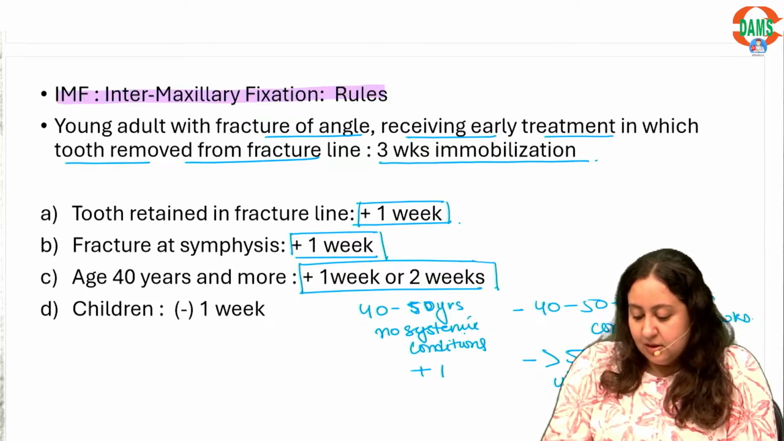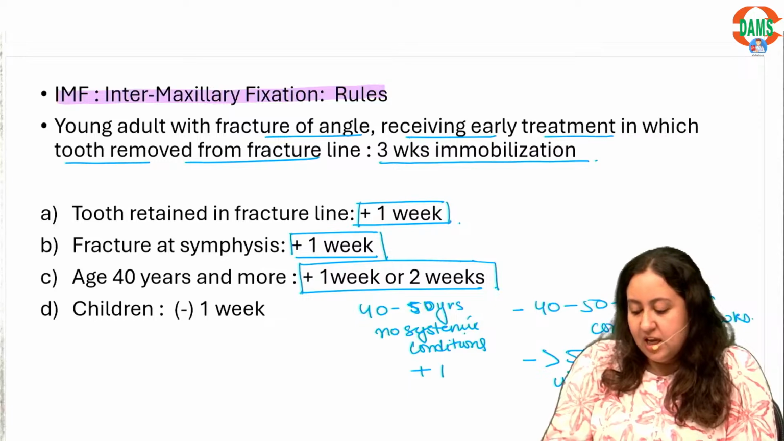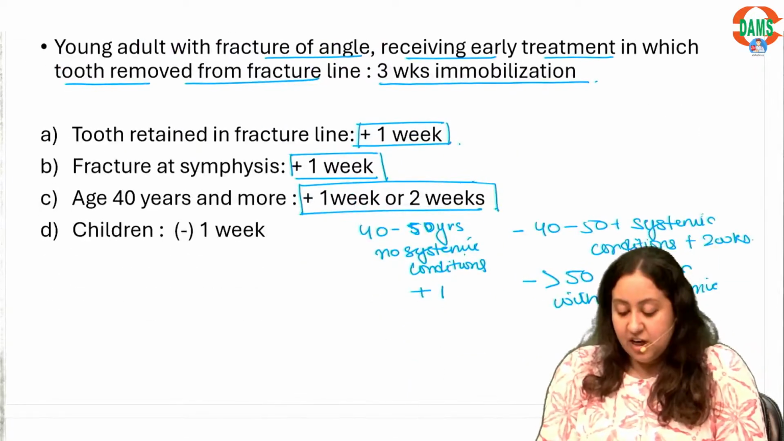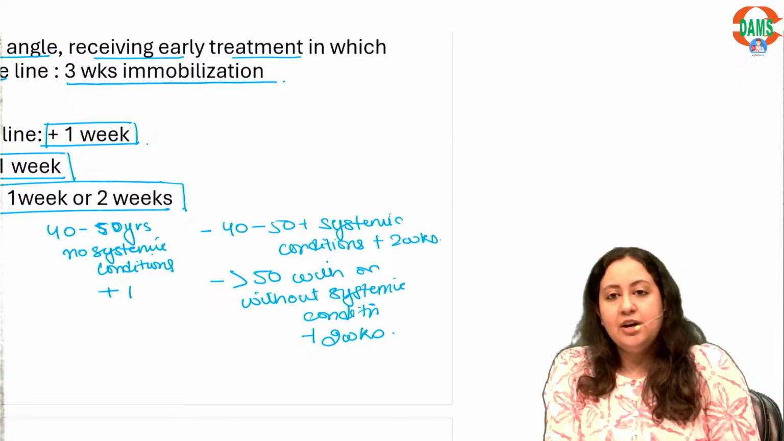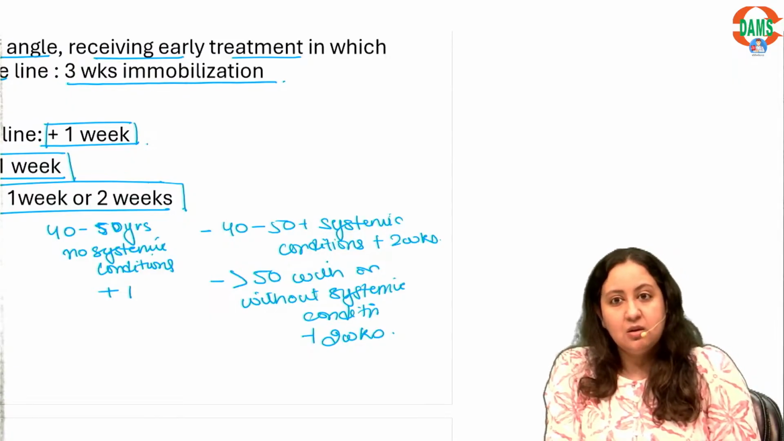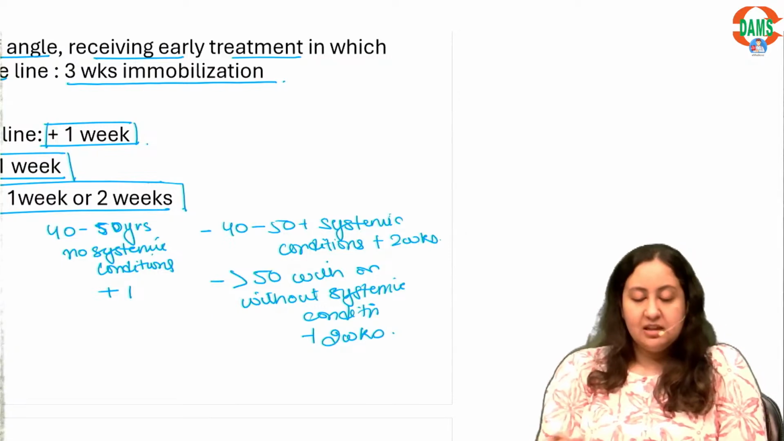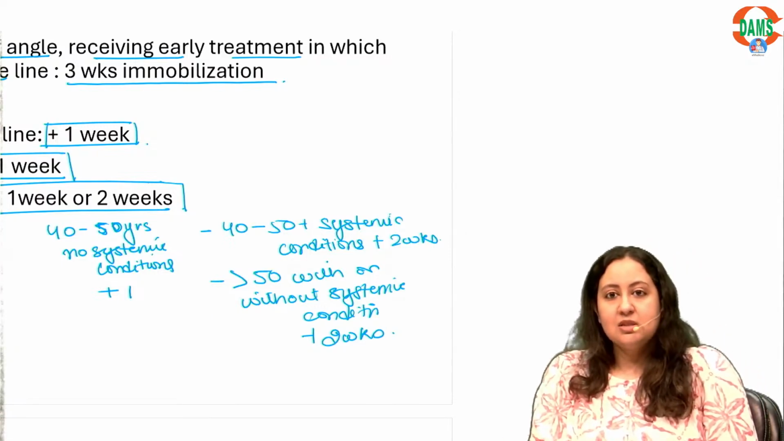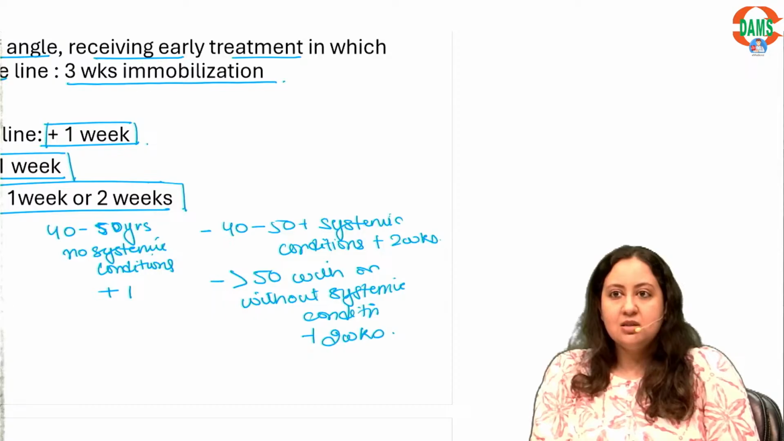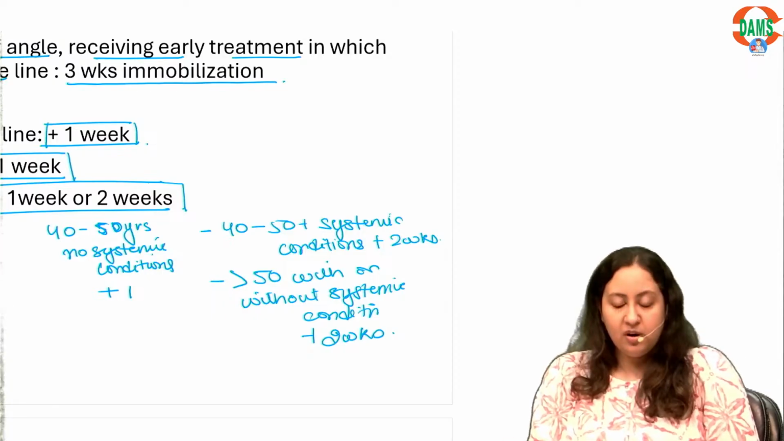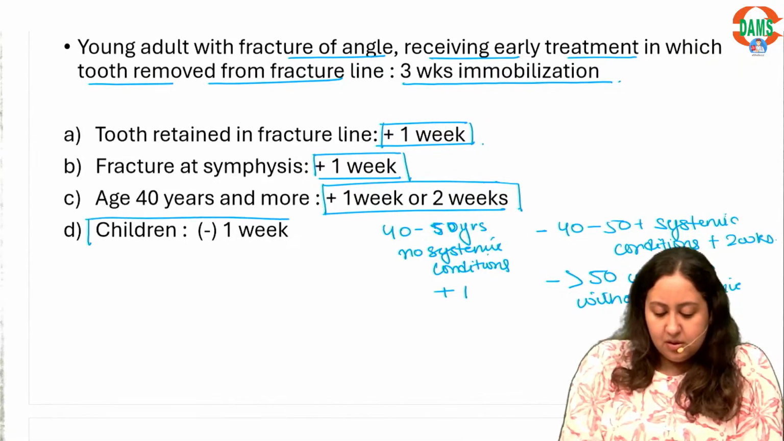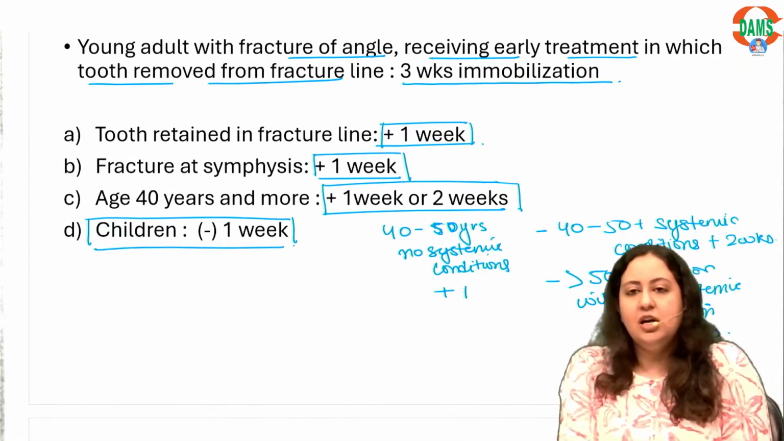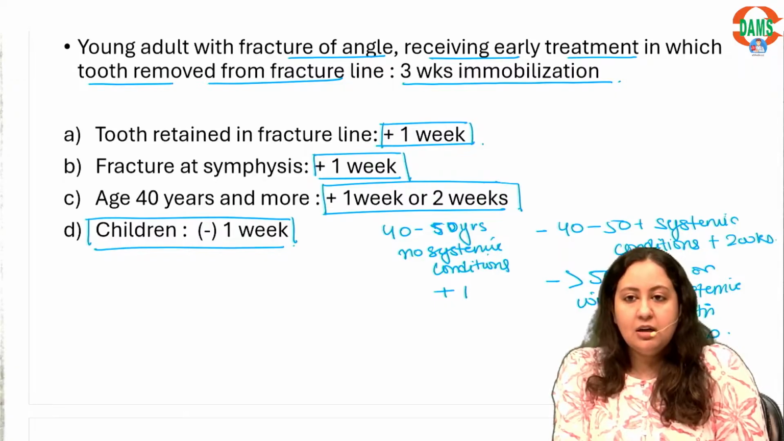Now why is it so? Because with increase in age, the regenerative capacity or the repairing ability of the body decreases. So that is why. I hope this confusion between 1 and 2 weeks would be sorted and you all will remember in the exam. And if you have to do IMF for a child, you can subtract a week, or minus a week.